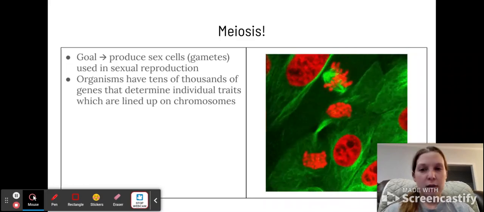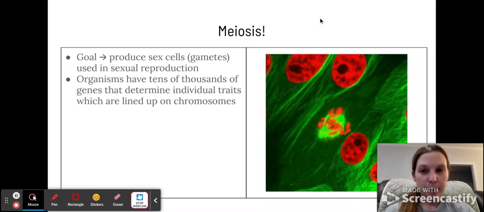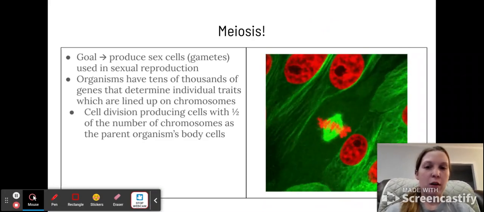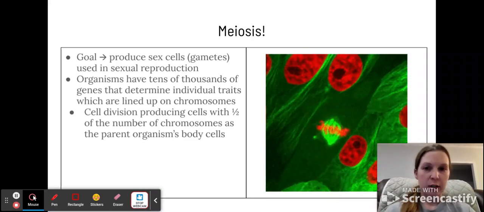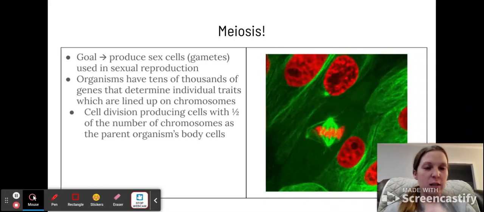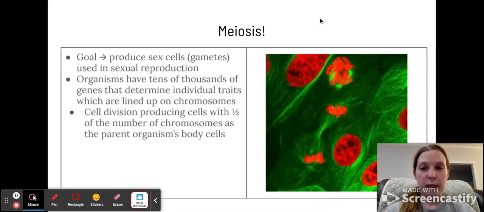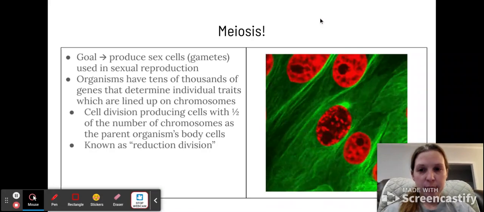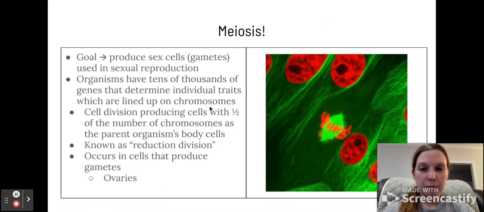Organisms have tens of thousands of genes that determine individual traits, which are lined up on the chromosomes. And then cell division produces cells with half of the number of chromosomes as the parent organism body cells have. So we know that our regular cells have 46 chromosomes in them, but in meiosis, those gamete cells will have 23. This is known as reduction division, and this occurs in the cells that produce your gametes.